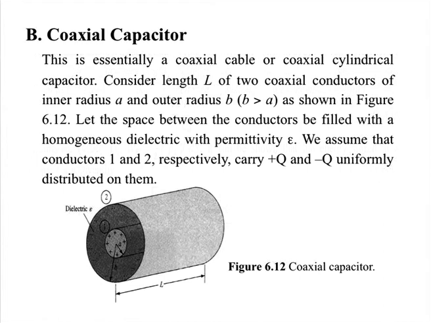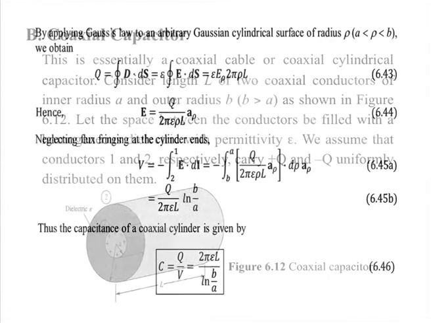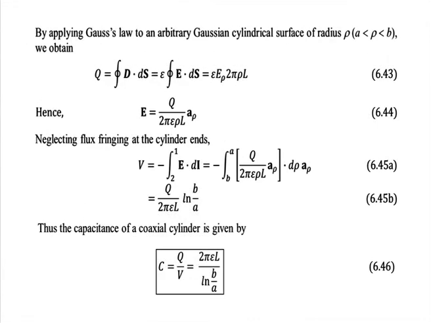The second is the coaxial capacitor, which is essentially two coaxial conductors of inner radius a and outer radius b, where b is greater than a. The inner cylinder carries charge plus Q, while the outer cylinder carries charge minus Q. By applying Gauss's law to an arbitrary Gaussian cylindrical surface of radius rho, which is between a and b, we obtain equation 6.43, and from that we can find out the electric field intensity, which is equal to Q upon 2 pi epsilon rho L into A rho.